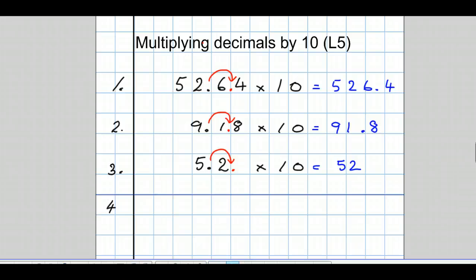Question 4. 0.7 times 10. So we move the decimal point one place to the right. Now, strictly speaking, by all that I taught in the first two examples, it should be 0.7 point nothing. Well, we just saw in example 3 that we don't bother with the decimal point, there's nothing afterwards. And we don't generally bother with a 0 in front of a whole number. So the answer would be just plain and simple 7.